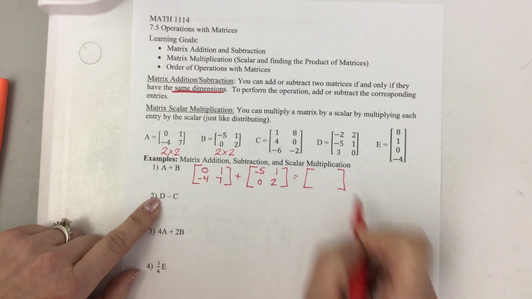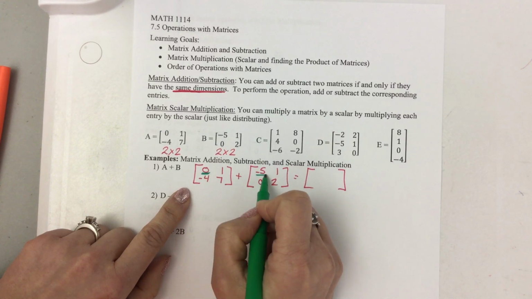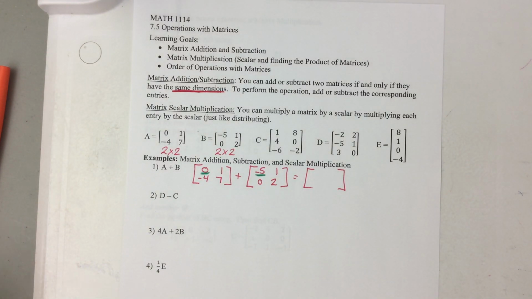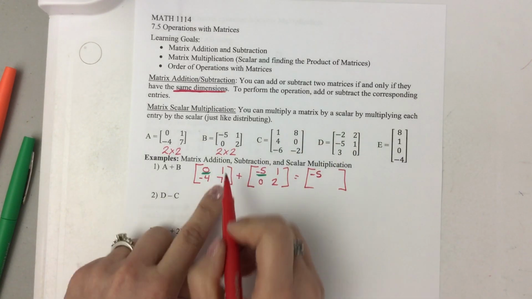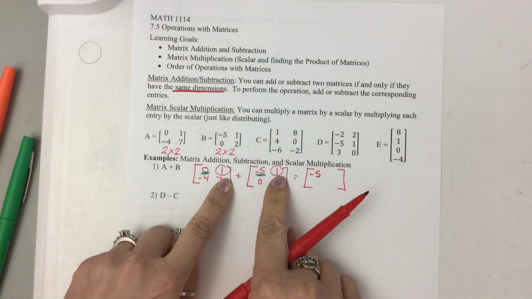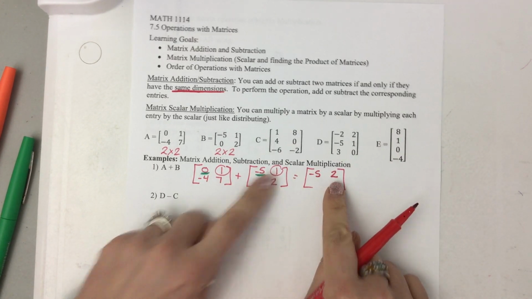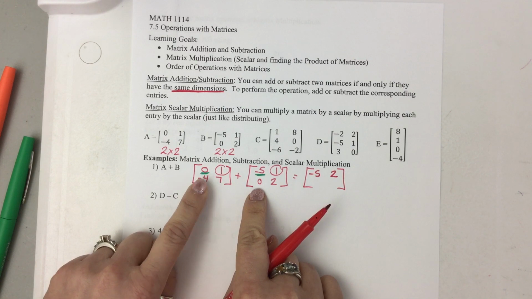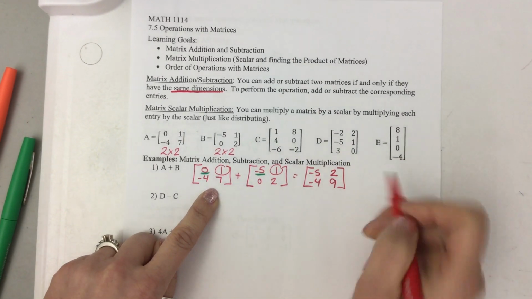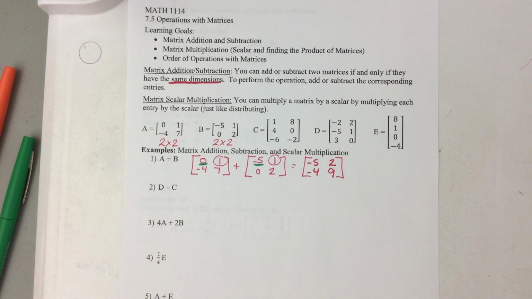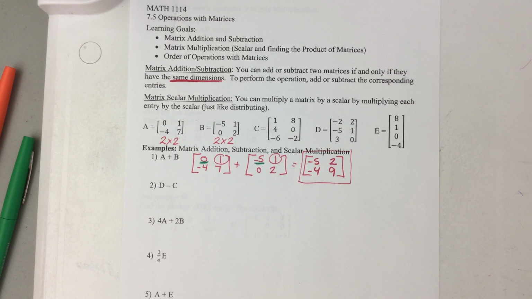Your sum, you just add the numbers that are in the same location. So 0 and negative 5 are both in the upper left. So if I take 0 plus negative 5, I get a negative 5. Okay, 1 plus 1, they're in the upper right. 1 plus 1 is 2, so that's your new upper right. Negative 4 plus 0 is negative 4. 7 plus 2 is 9. That's it. Okay, this matrix is the sum of the A and the B matrix.